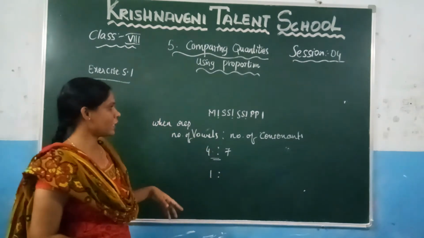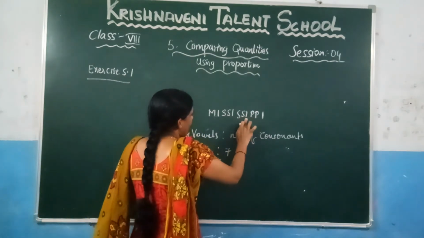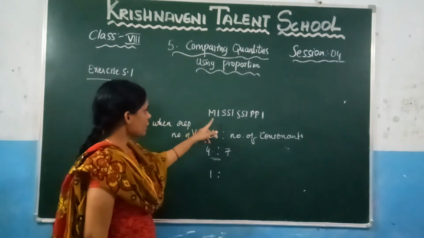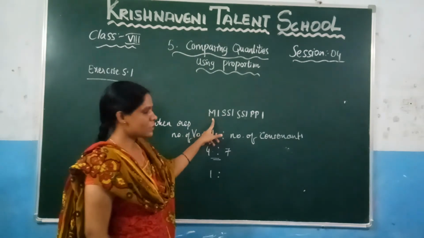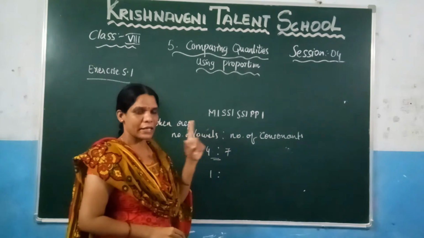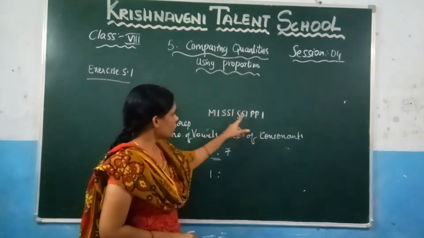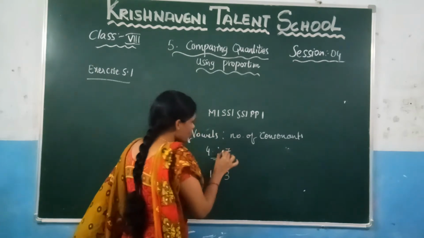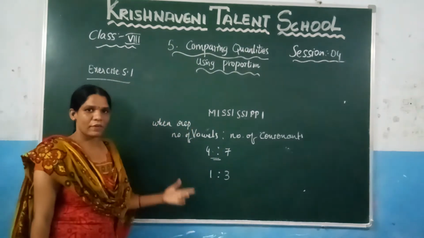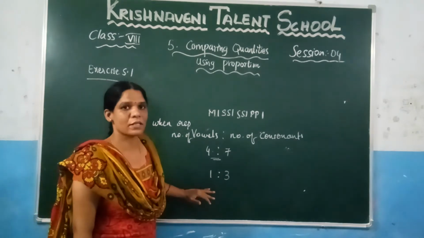Now let us check the number of consonants. Here M is there, so count once. Here S, 1, 2, 3, 4, 4 S are there. Again, since we need to count only one letter, 1, 2, 3. So what is the ratio here? 1:3. This is when the repetition is not allowed.